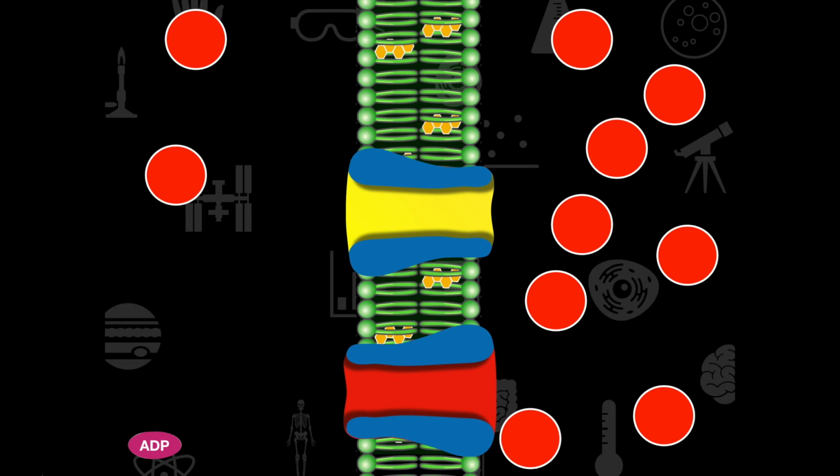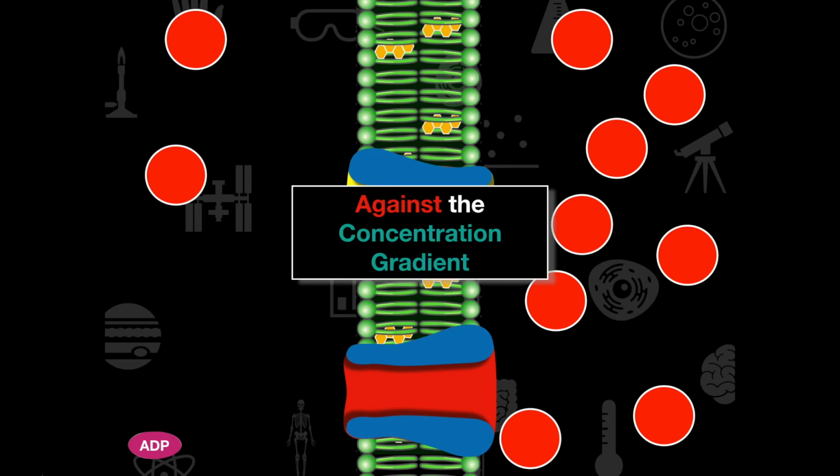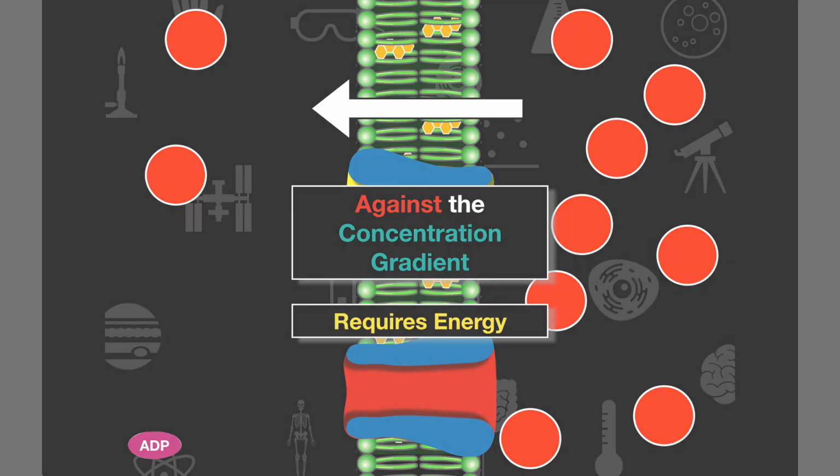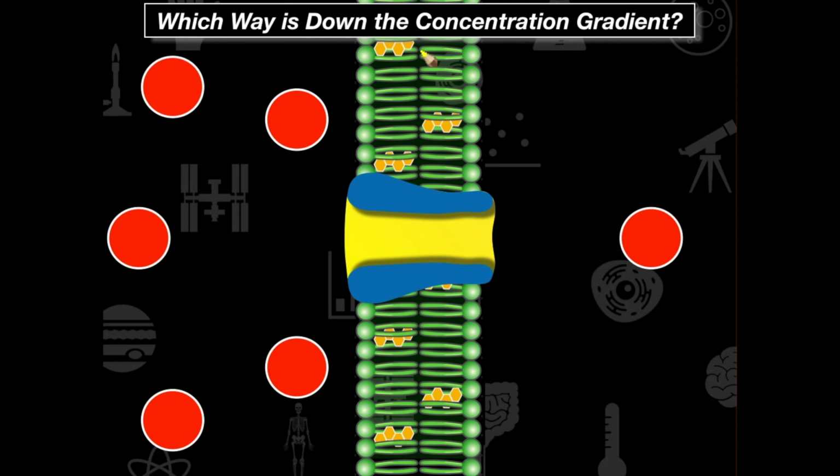If I'm moving molecules against the concentration gradient, what I'm doing is applying energy to get them there. So when this happens, I'm moving the molecules against the concentration gradient. The concentration gradient's normally this way, and I'm getting them to move the other way, and this is going to require energy.